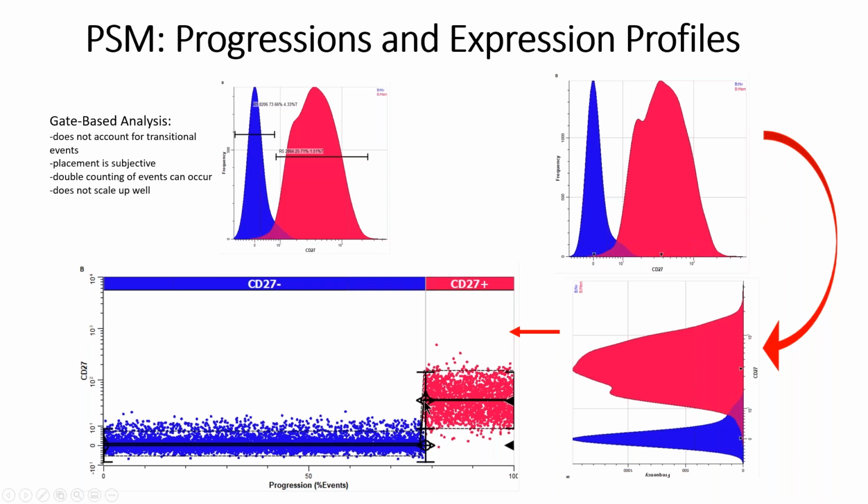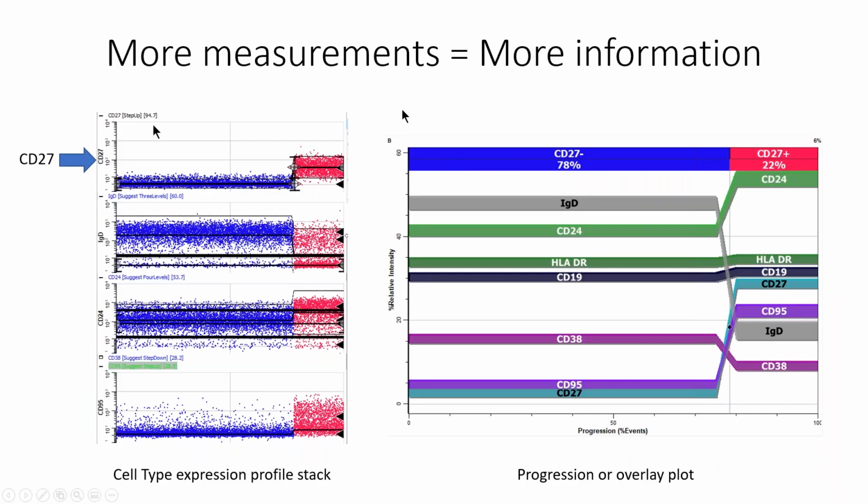We account for the overlapping transitional events between those two populations. The x-axis here shows us that approximately 80% of the events are CD27 negative, and approximately 20% of the events are CD27 positive. The x-axis then becomes a common axis. If we look at this in an actual cell type, the common axis actually allows for scalability.